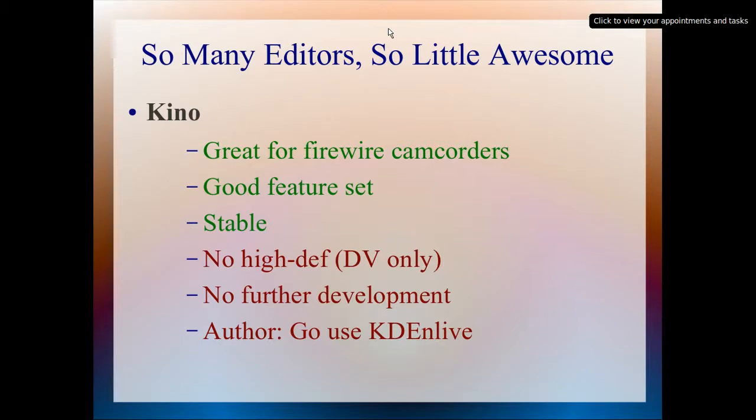Kino is an older editor. It was great for FireWire. It did standard def movies really well. Had title features, it had credits, it had all this good stuff. You can make videos with it. It's very stable, but it does not do high def. So now it's sort of getting useless for that. And there is no further development on it. The author said, "I'm not going to do anything more on this. Go use KDEnlive." That's his recommendation.